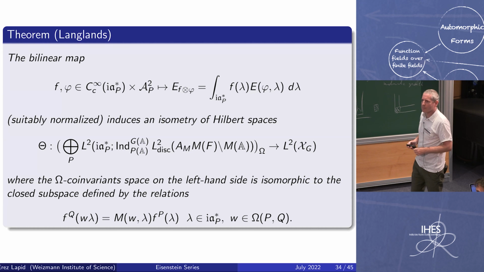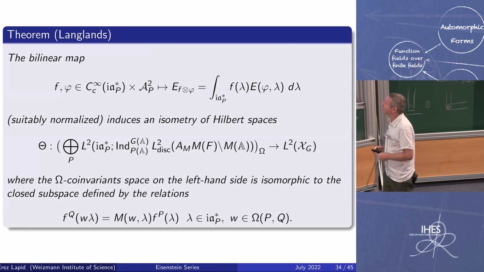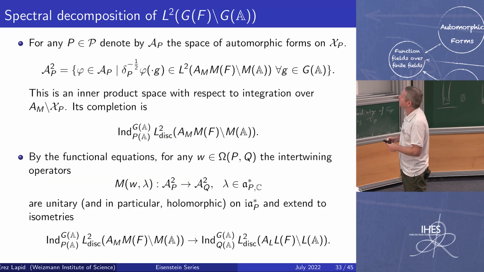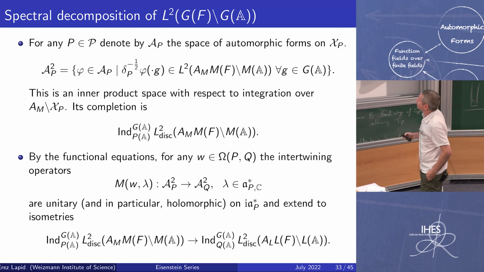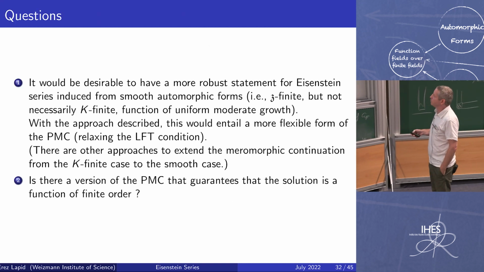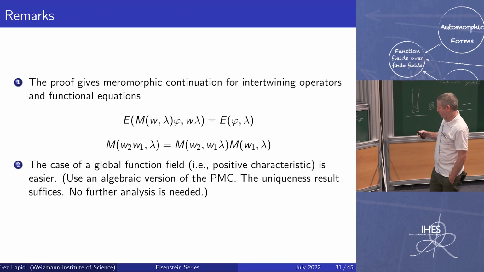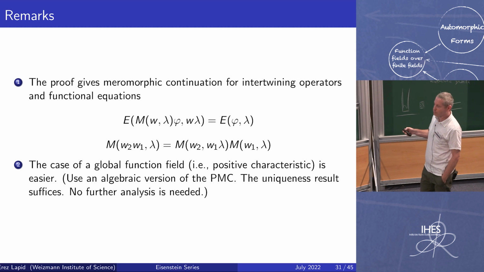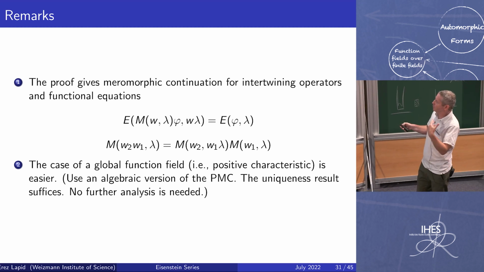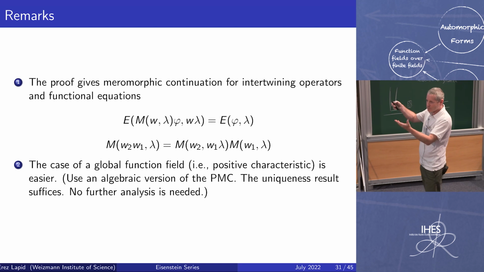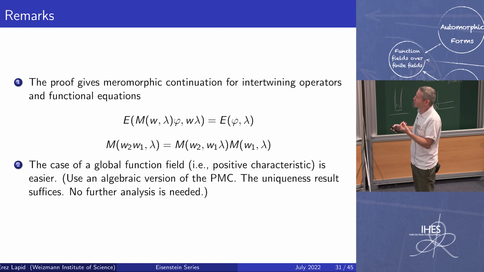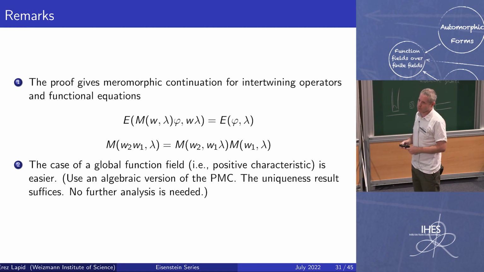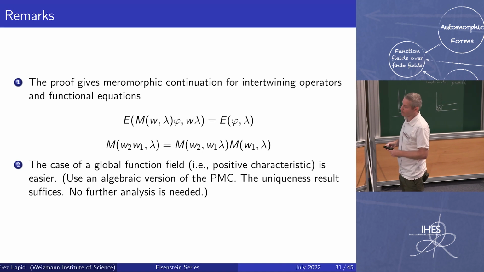Sorry, can you explain what you said about unitarity? Yes, I was a bit fast. I have these functional equations, and the adjoint of M_w(lambda) is M_{w inverse}(minus lambda bar) or something. So that means that if lambda is imaginary, then M_w(lambda) is unitary.